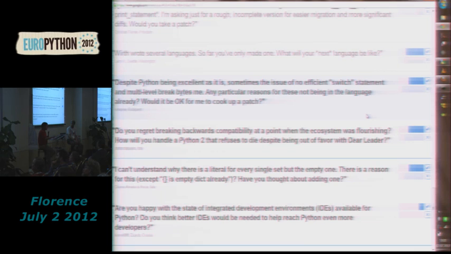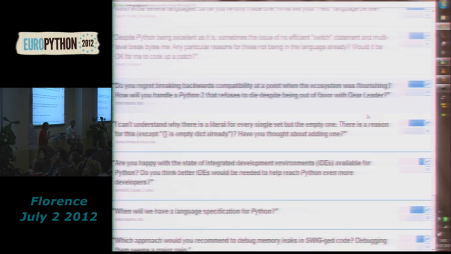Okay, stop writing that patch, port a module to Py3K. Do you regret breaking backwards compatibility at a point when the ecosystem was flourishing? How will you handle a Python 2 that refuses to die despite being out of favor with dear leader? Wow, man, we're really scraping the bottom of the barrel here, I think. Oh man, do I? No, I have no regrets. I think we did exactly the right thing. I think the ecosystem is flourishing as it was never before, so I don't think there's any indication that there was anything wrong with that from that perspective either.